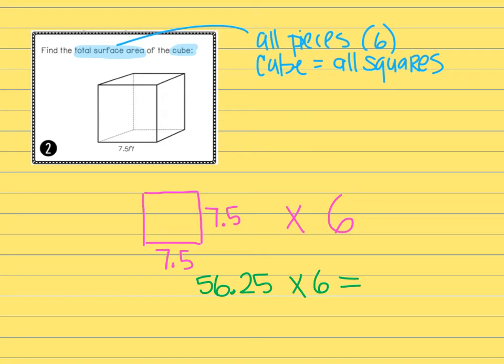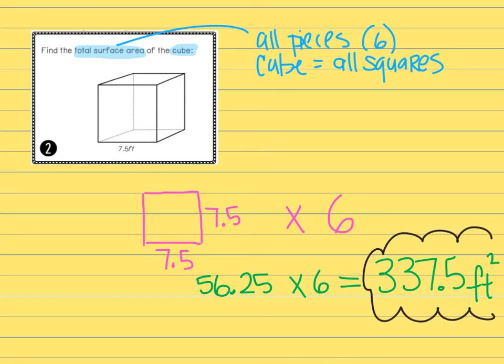So when I times that by 6, my final answer would be 337.5. And the units were feet. And remember, when you do area, your label is squared. So the total surface area of this cube is 337.5 square feet.